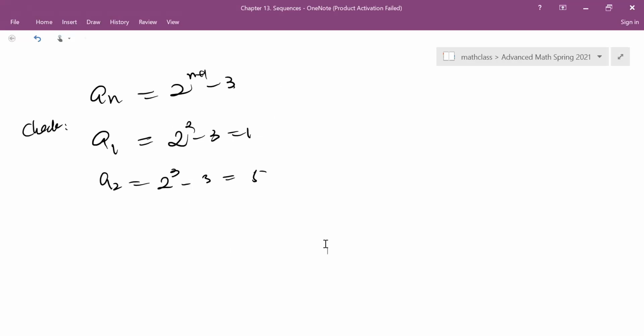And that matches the first few terms. A3 is 2 to the 4th power minus 3. So 16 minus 3 is 13. Great, so stop here.